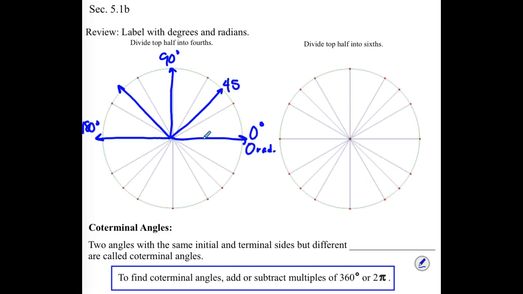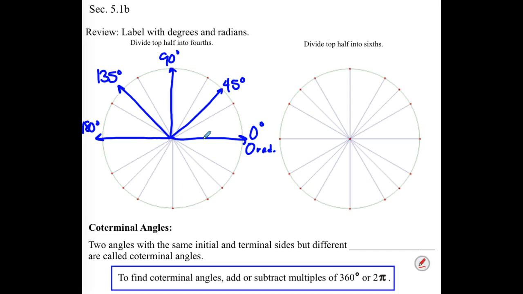This would be 45 degrees. Add another 45, we're at 90. Add another 45, we're at 135 degrees. And add another 45, we're at 180. And we could go all the way around the circle doing that. We're just going to focus on the top half.